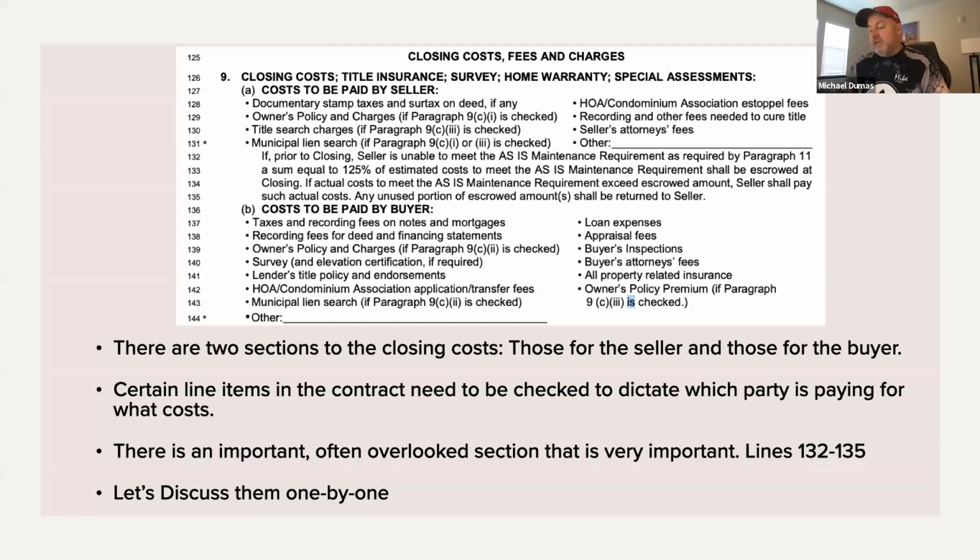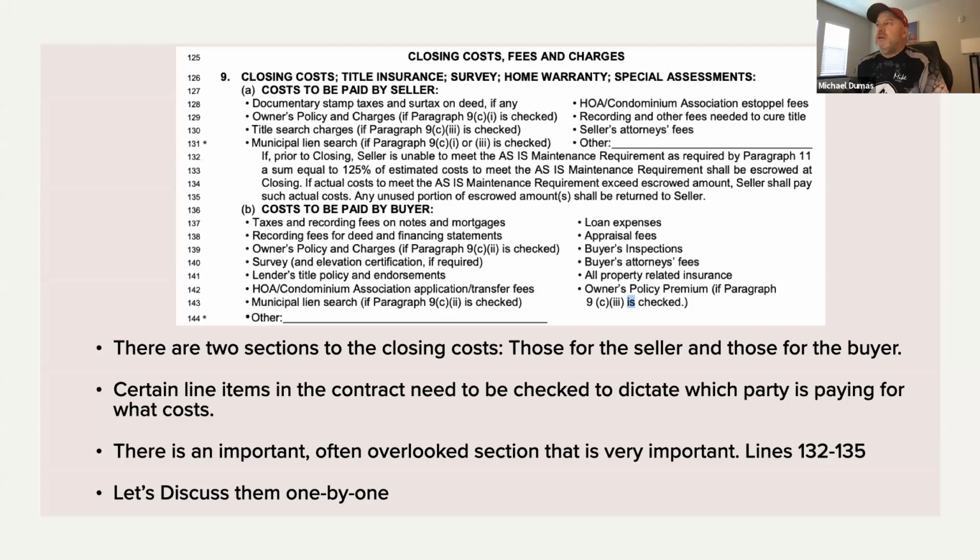So doc stamps on the deed, that's a cost to be paid by the seller, as well as owner's policy charges if the seller chooses the title company, title search charges, municipal lien search charges, HOA and condo fees are always the responsibility of the seller. Recording and other fees needed to cure the title are always paid by the seller, and any seller's attorney's fees.